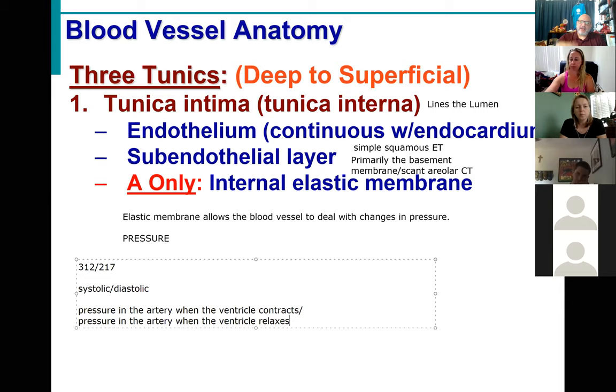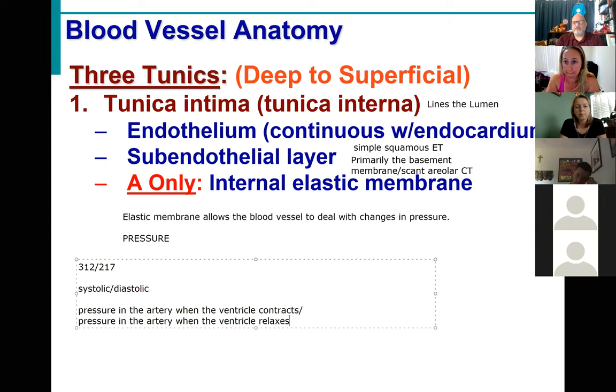It's not completely even. There is a different pressure when the ventricle is contracting than when it is relaxing. And again, for me, it's 312 when the ventricle is contracting and 217 when it's relaxed. But there's a big difference there. But those would be even more massive differences if we didn't have that elasticity. Now, why don't we need elasticity in the veins?